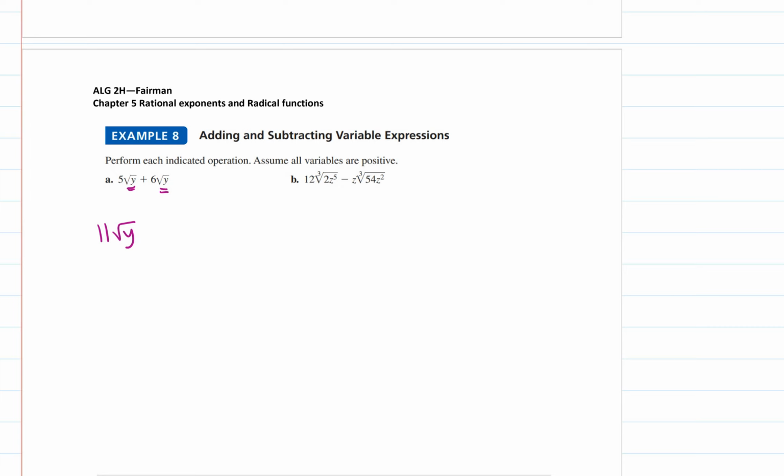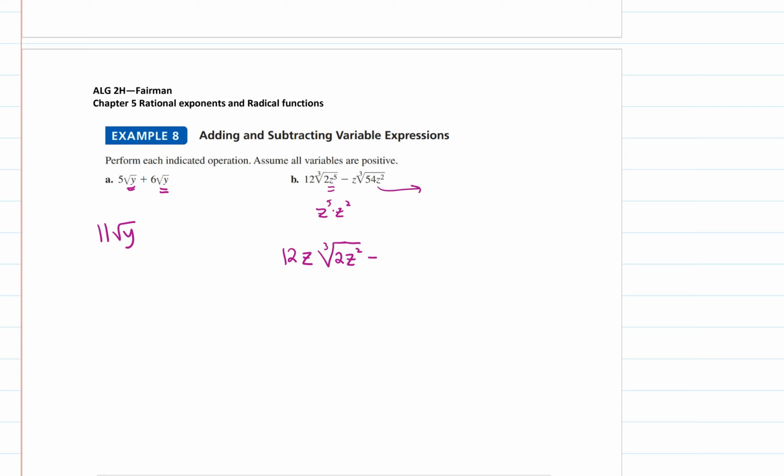On part B, we've got a lot of stuff going on here. They have the same index, so that means we're on the right track. And I want to simplify wherever I can. So here, if I have z to the 5th, I can actually simplify that because z to the 5th is the same as z cubed times z squared. So we're going to have a 12 on the outside, a z is going to join it, and then the leftover would be the cube root of 2z squared. Z's and 2's are always frustrating.